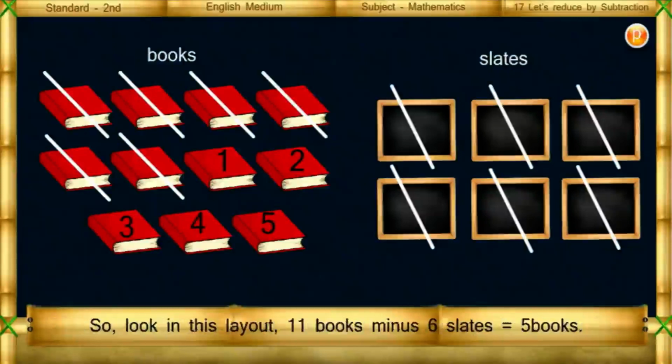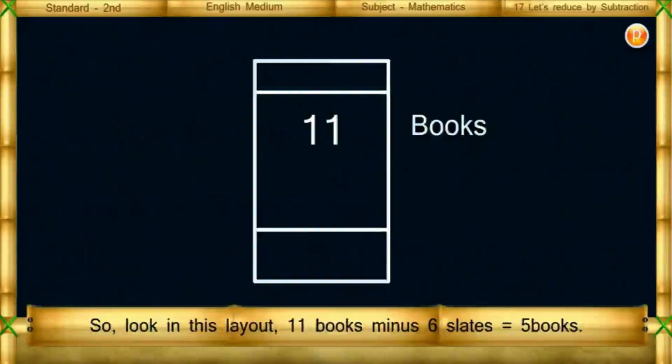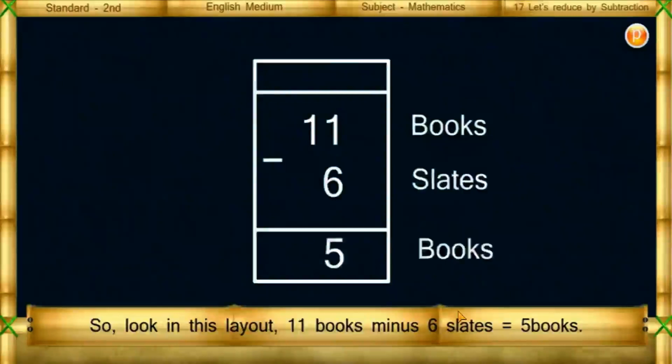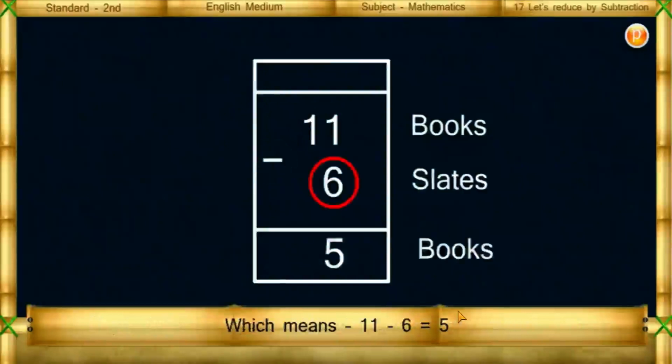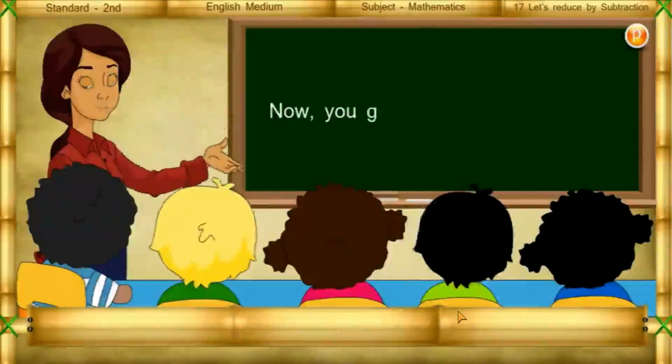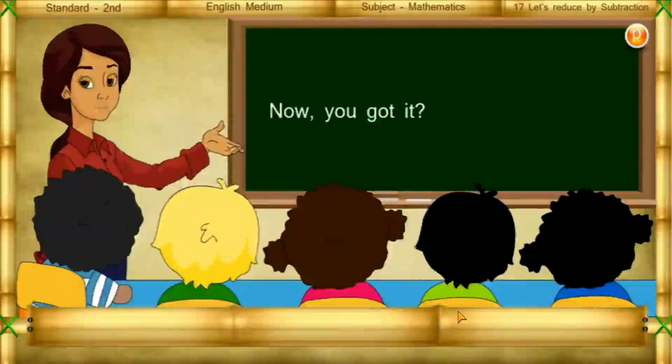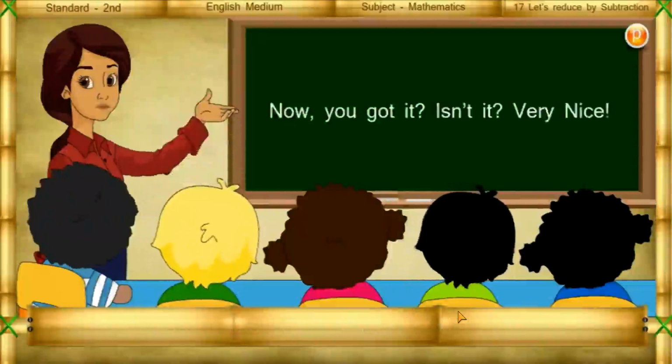So look at this layout. 11 books minus 6 slates equals 5 books, which means 11 minus 6 equals 5. Now you got it, isn't it? Very nice.